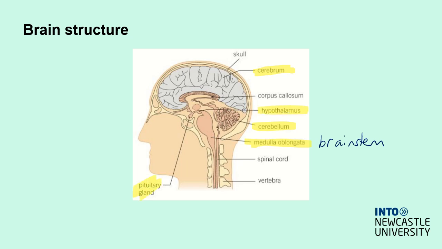Hypothalamus and the pituitary gland, right in the middle of the brain. Hypothalamus controls your temperature, thermoregulation, the blood pressure, osmoregulation, and the pituitary gland will store and release hormones into the blood in response to what the hypothalamus tells it to do. So these are the main brain structures that we are going to look at today in a little bit of detail.